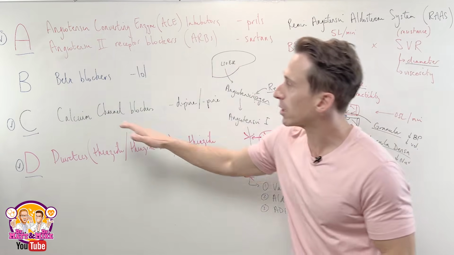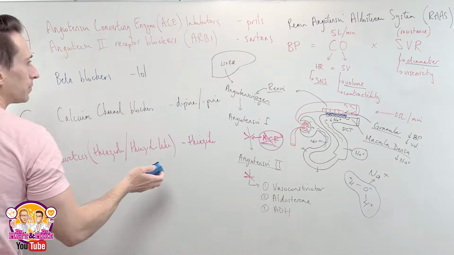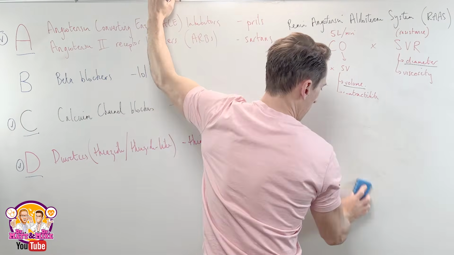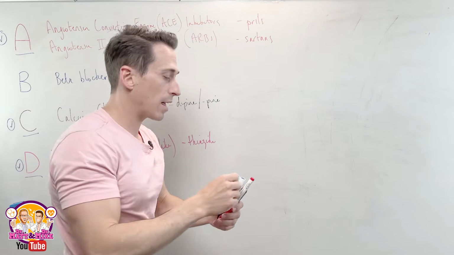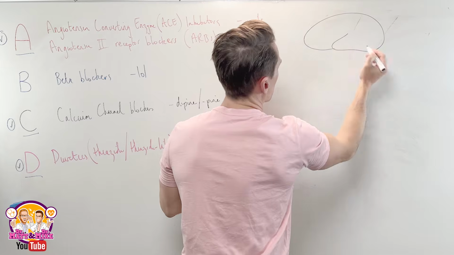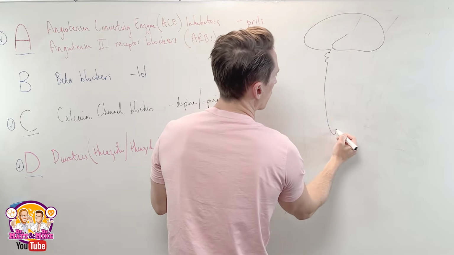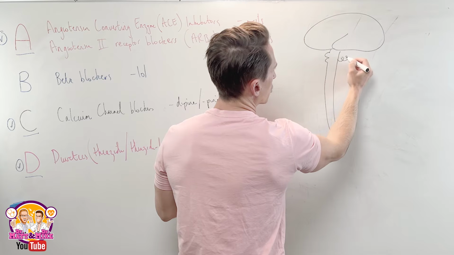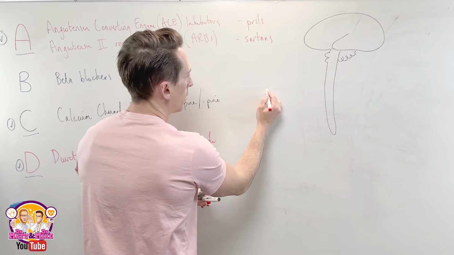Okay, let's now take a look at the beta blockers. How do the beta blockers work? Let's draw up two things, the brain and the heart. There's the brain. Let's have the brain stem and the spinal cord. And let's just draw in the cerebellum for fun. And let's have the heart. Let's put the heart over here.